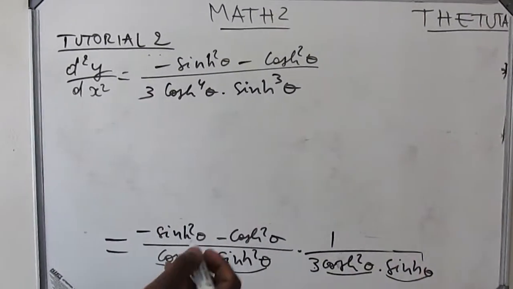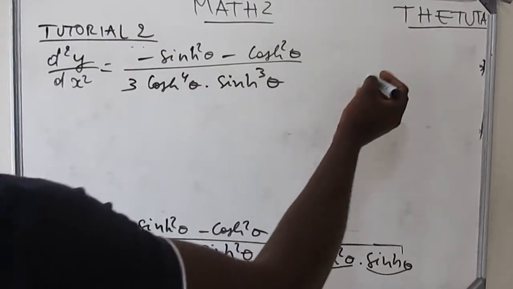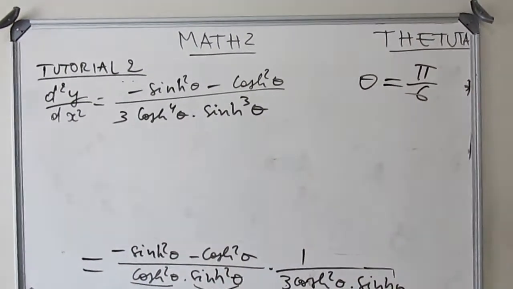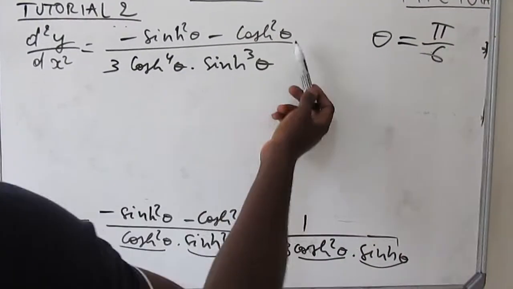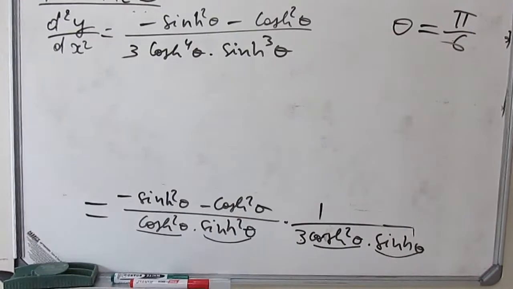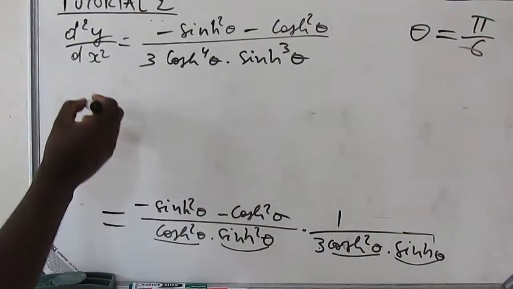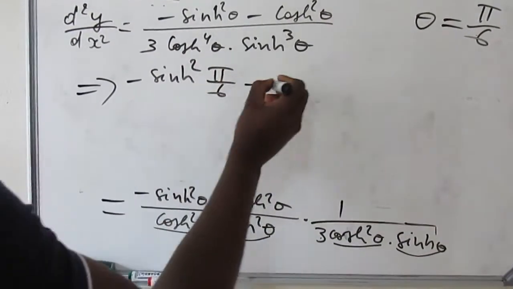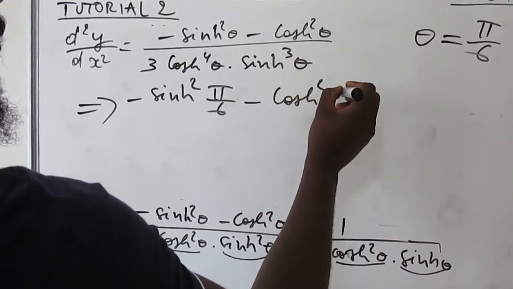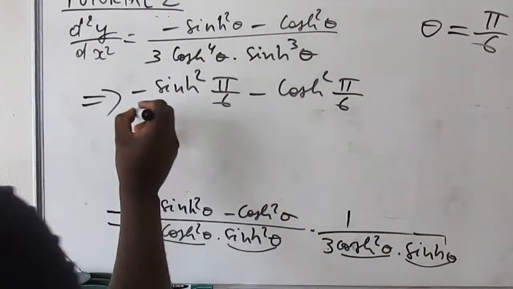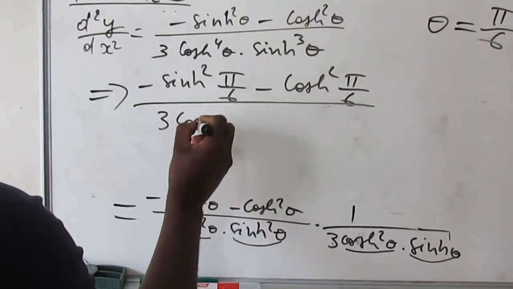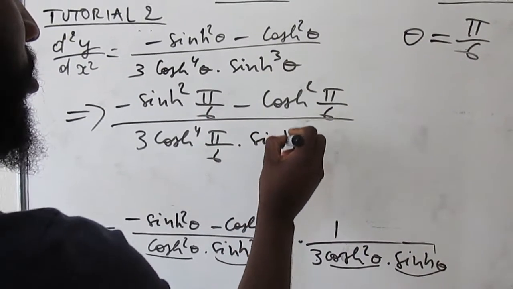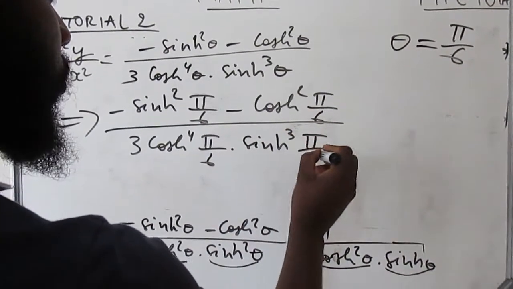So remember, they gave us a parameter, it is equal to what? To pi over 6. This is our parameter. So now we're going to take this and replace, so everywhere you see theta, you put the pi over 6. Okay, so it's going to be negative sinh squared of pi over 6 minus cos squared of pi over 6 over 3 cos to the 4 of pi over 6 multiplied by sinh to the 3 of pi over 6.